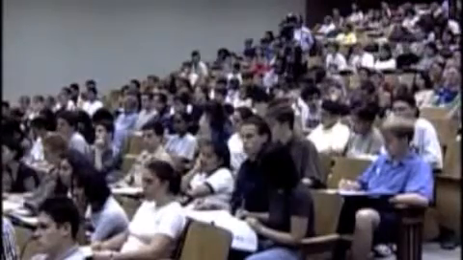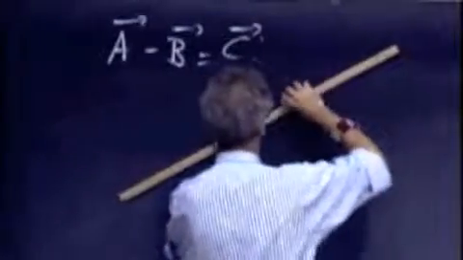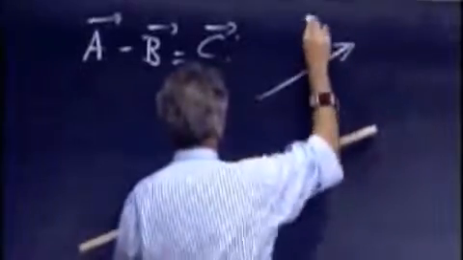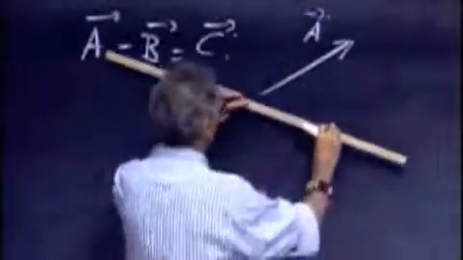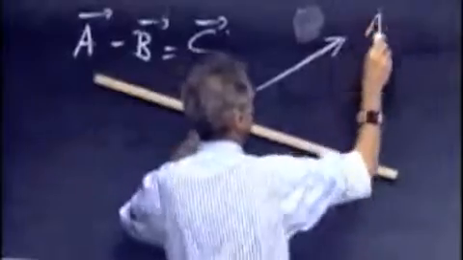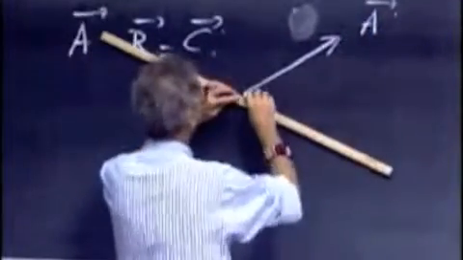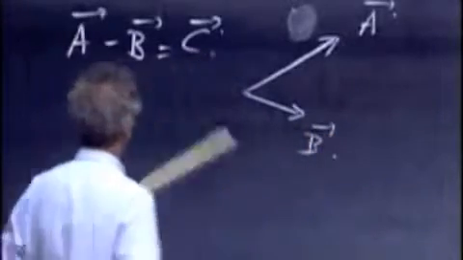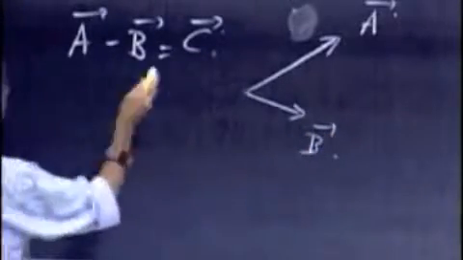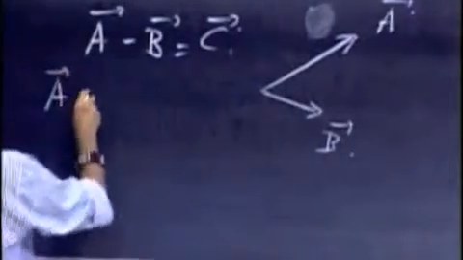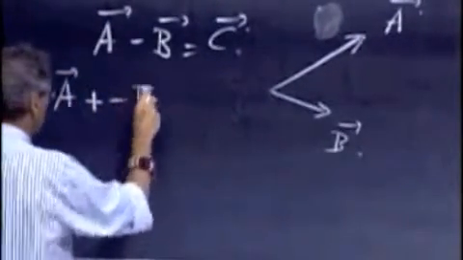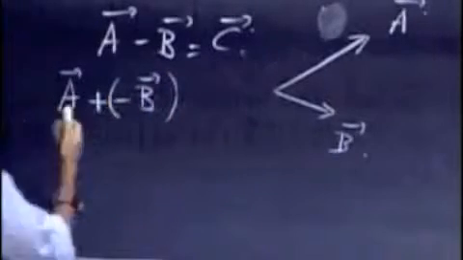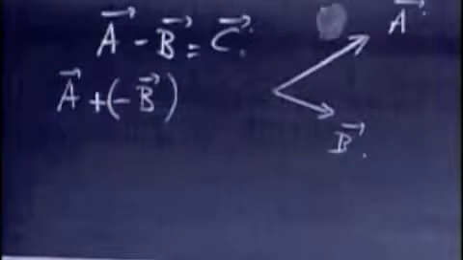So a minus b equals c. Here we have vector a, and here we have, let me write this down here, and here we have vector b. One way to look at this is the following. You can say a minus b is a plus minus b. And we know how to add vectors, and we know what minus b is.